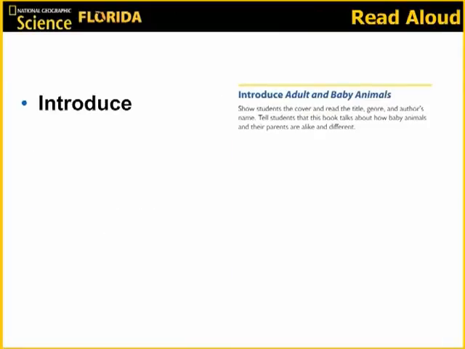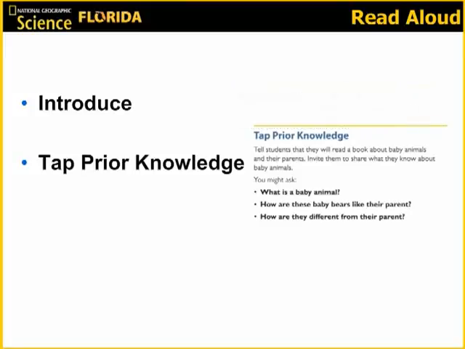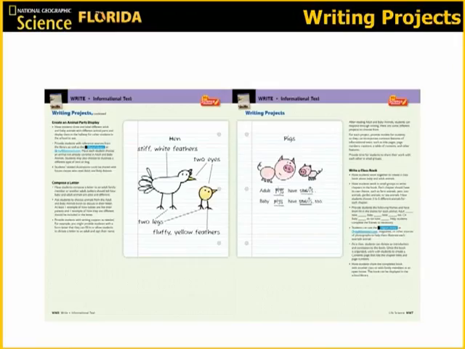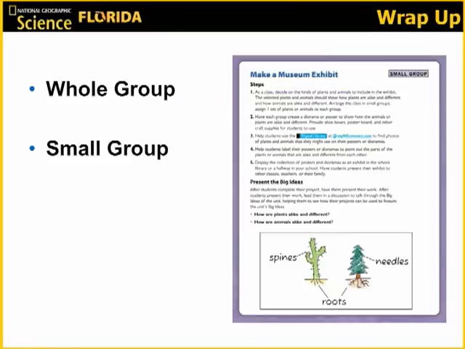The read aloud begins with an introduction and an opportunity to tap students' prior knowledge. Then, instruction is provided for both reading purposes. When the reading is complete, students begin their writing projects. There are a few options to choose from. Finally, it's time for the unit wrap-up, and this will either be a whole group or small group activity.